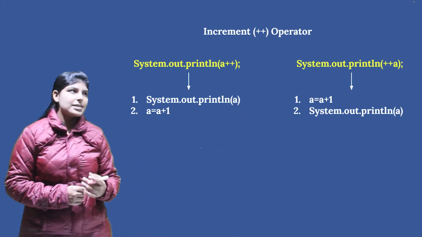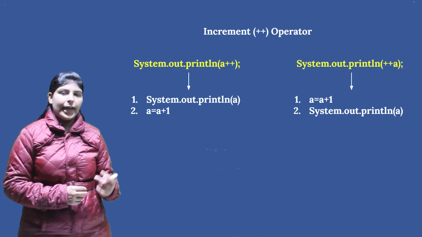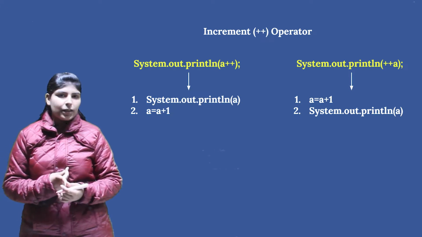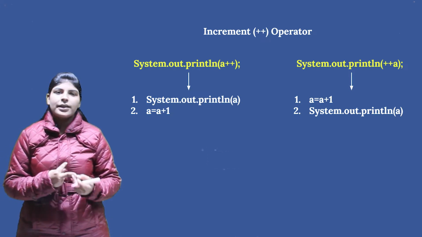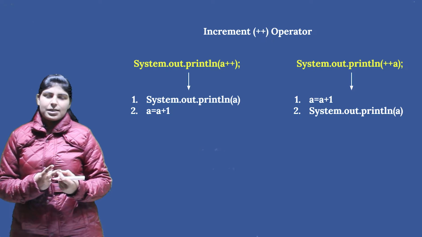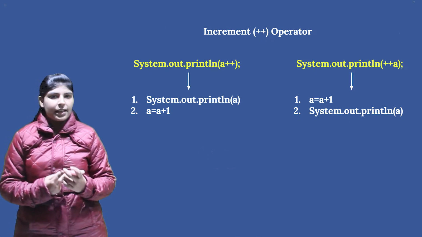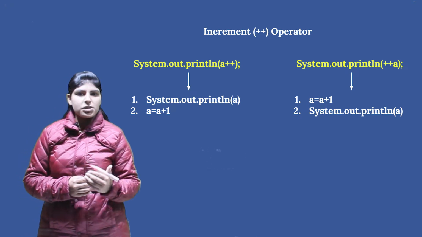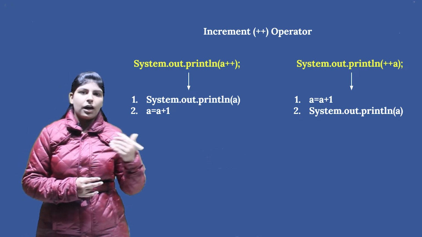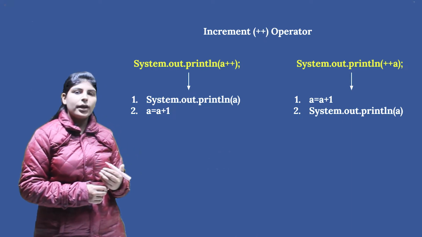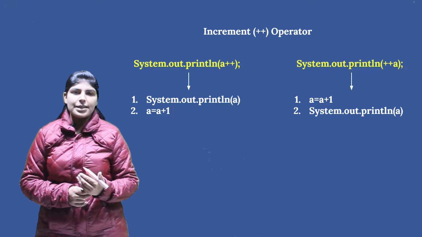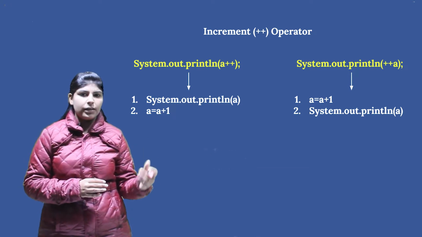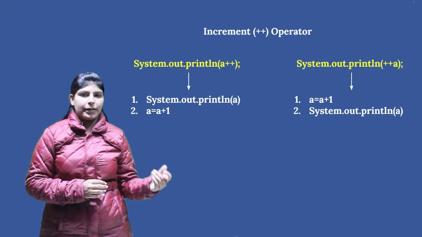So if I am writing system.out.println a plus plus, in this case, there are two things to be done. First, I want to print the value of a, and second, I want to increment the value of a. So when I have to do two particular operations in a single statement, there is a difference between prefix and postfix. Postfix means I'll have to do the increment afterwards. So this can be broken down into two steps. In the first step, I'll print the current value of a on the screen. Then a will be incremented by 1.